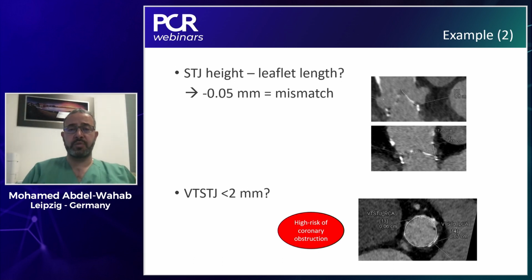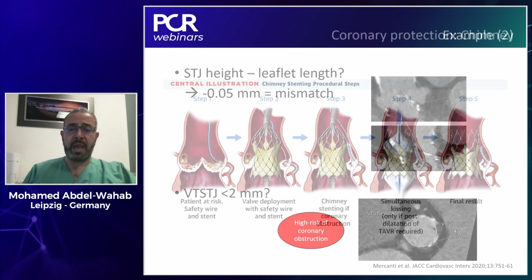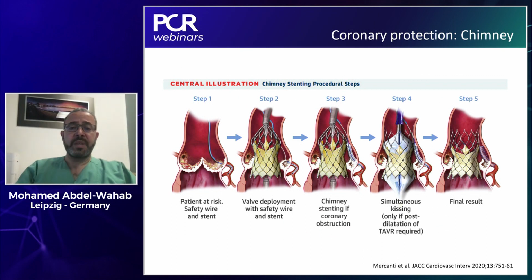You can't just implant your TAVR device. And the methods we have: the chimney or snorkel stenting. You pre-park a wire and a stent in the coronary artery that is at risk, and then you implant the device, and afterwards you pull the stents up and implant them higher than the STJ or higher than the surgical valve leaflet in order to maintain flow. This is one principle, and it's more or less commonly applied, and it's not that difficult to be performed.